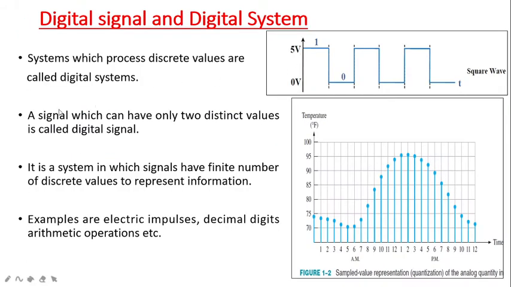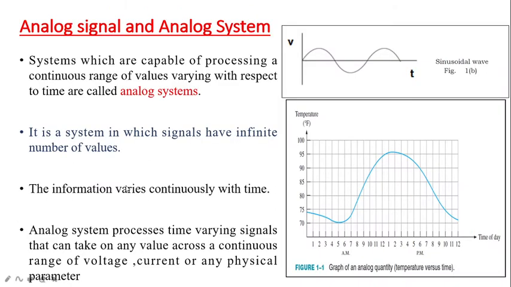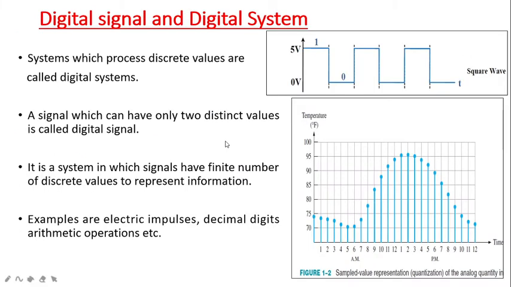Fine. Next, a signal which can have only two distinct values is called a digital signal. Yes, we have seen that. The third statement says that it is a system in which signals have a finite number of discrete values. What we saw in the analog system was that signals have infinite number of values, whereas in a digital system it has a finite number of values.